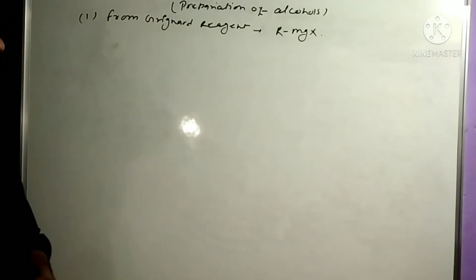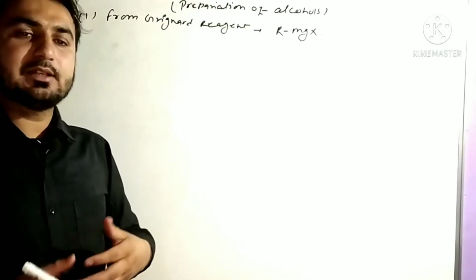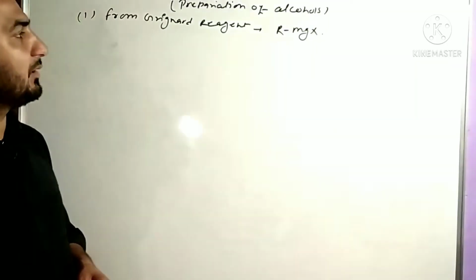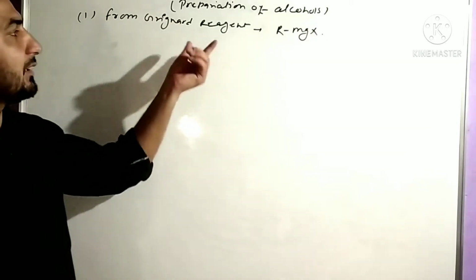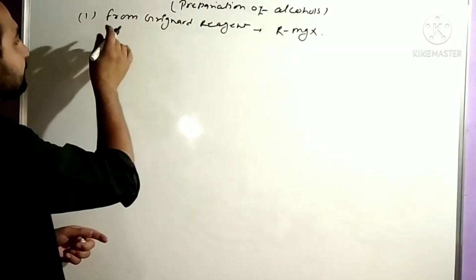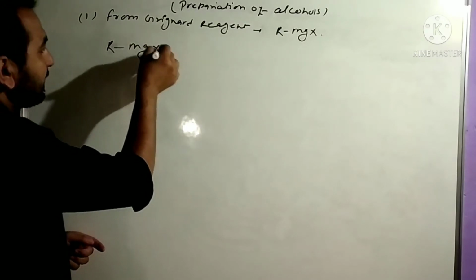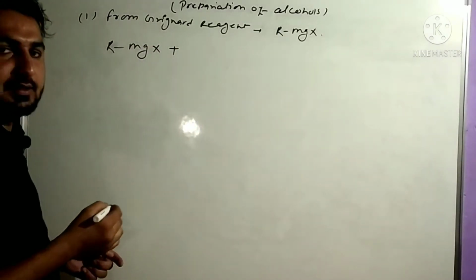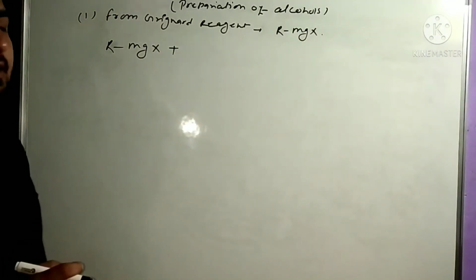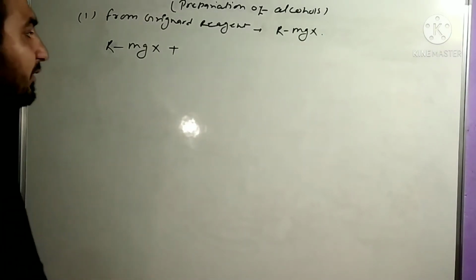So we'll react this Grignard reagent with carbonyl compounds, like aldehydes and ketones. First of all, we'll prepare the alcohol from the reaction of Grignard reagent with aldehyde and ketone. First, see what happens when the Grignard reagent reacts with the carbonyl compound. Those having the C double bond O group are called carbonyl compounds, like aldehyde, ketone, and ester.